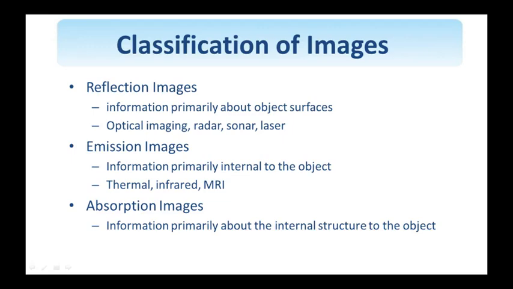Finally, absorption images provide information about the internal structure of objects. In this case, the radiation passes through objects and it's partially absorbed or attenuated by the material composing the object. Examples include X-rays, transmission microscopy, and types of sonic images.